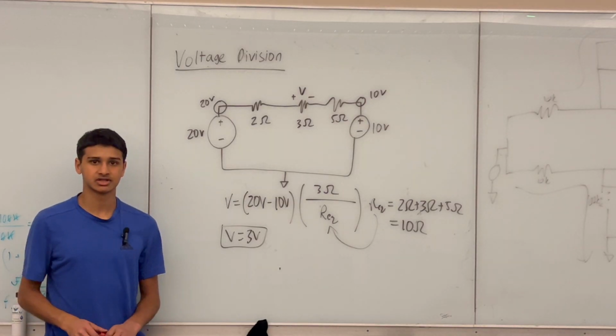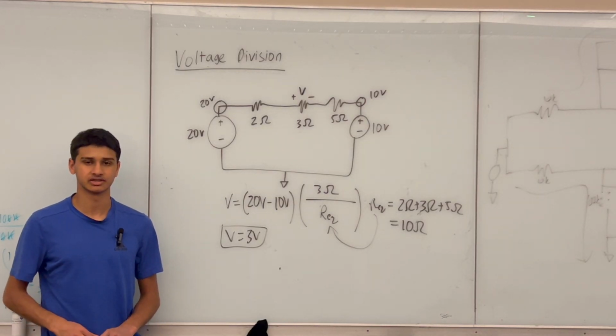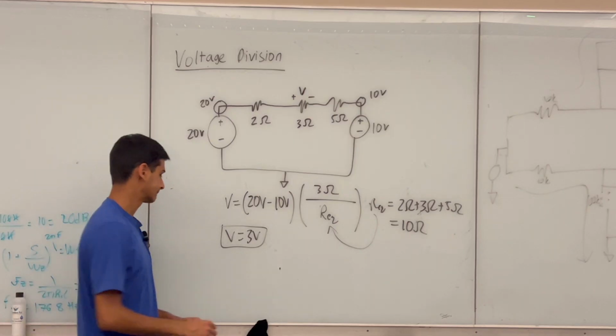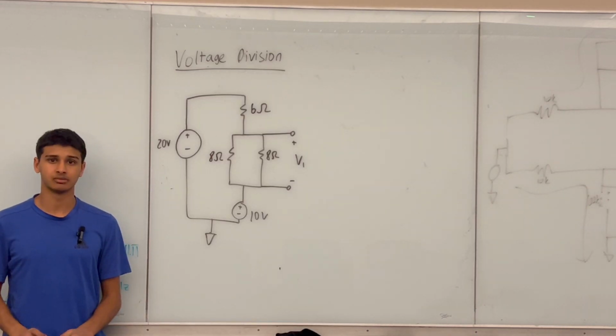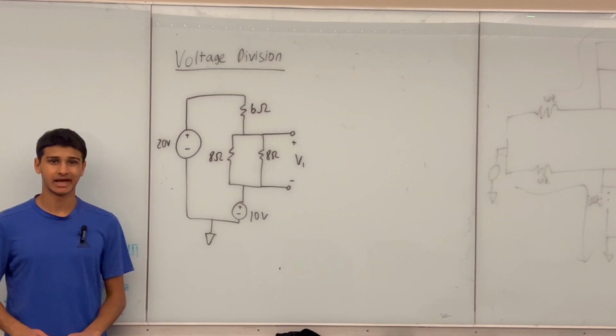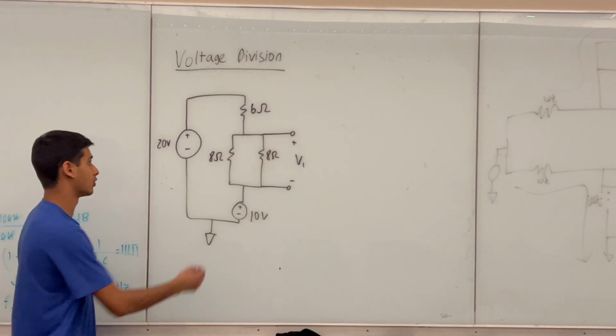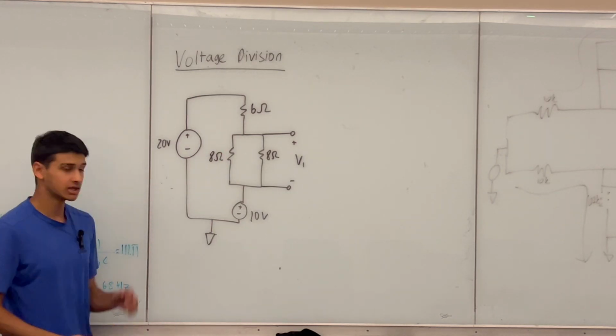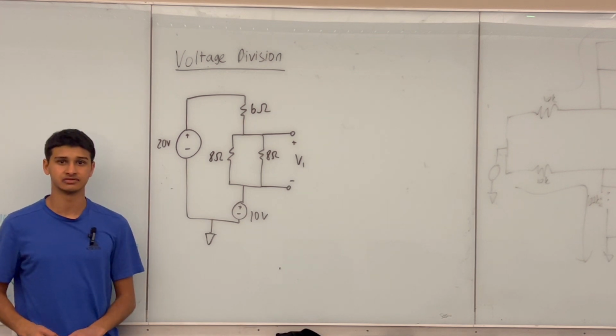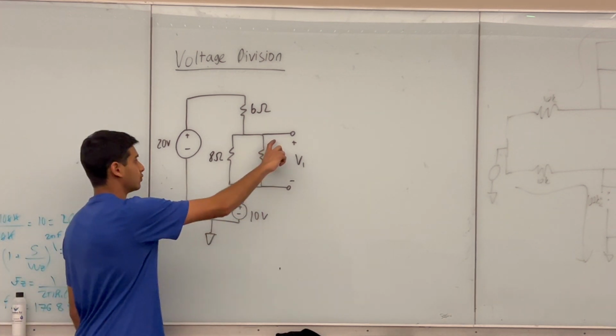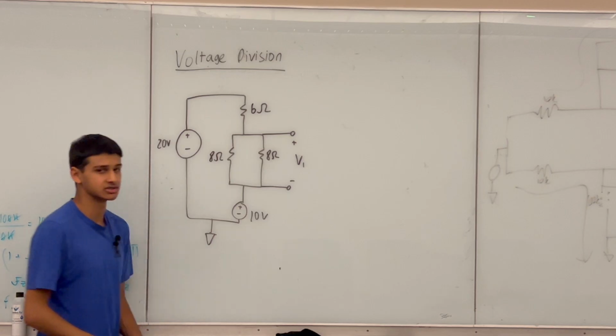So the next thing I'm going to do is cover a more difficult example of voltage division. This is a little bit more complicated example of voltage division. And even though I stated before that all the resistors have to be in series, I'm going to show you how you can easily use voltage division to find this voltage V1 that's across these two 8 ohm resistors.